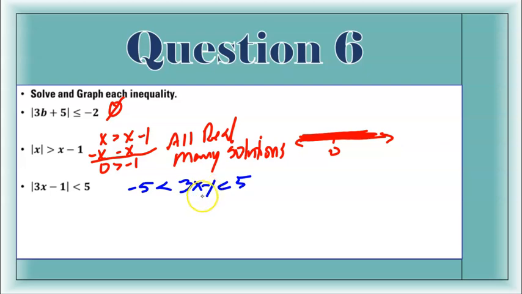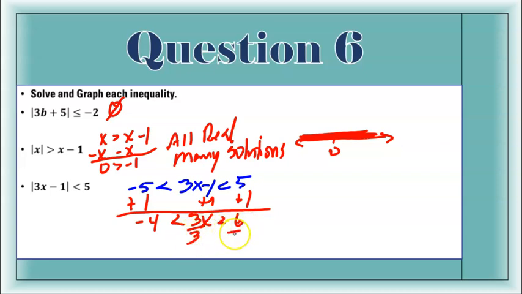So to simplify this, I'm going to add 1 to all the sides. And now I have 3x is less than 6, but greater than negative 4. And then divide everything by 3. I'm now going to have x is less than 2, but greater than negative 4/3.